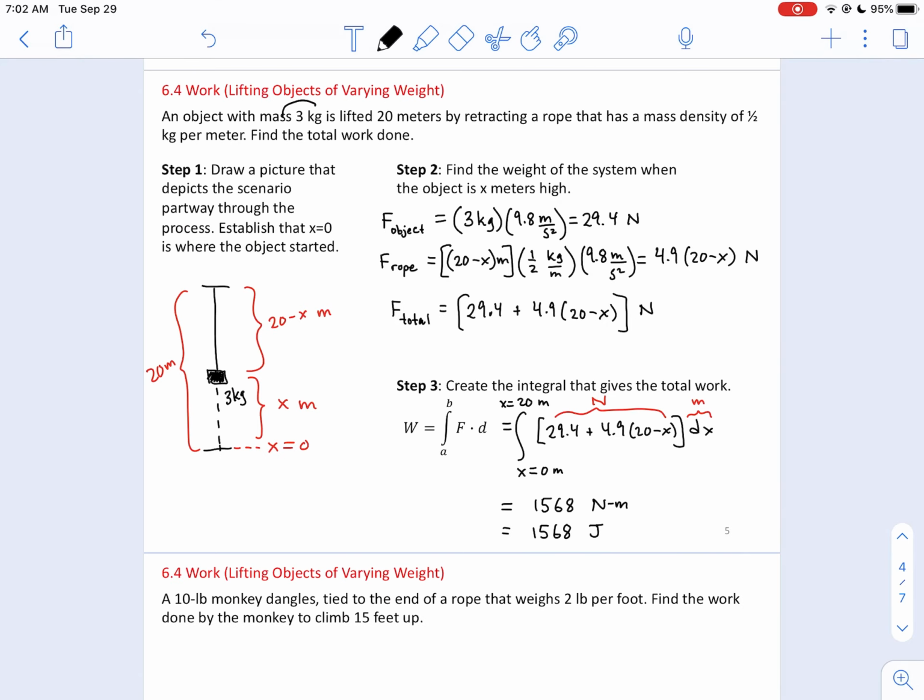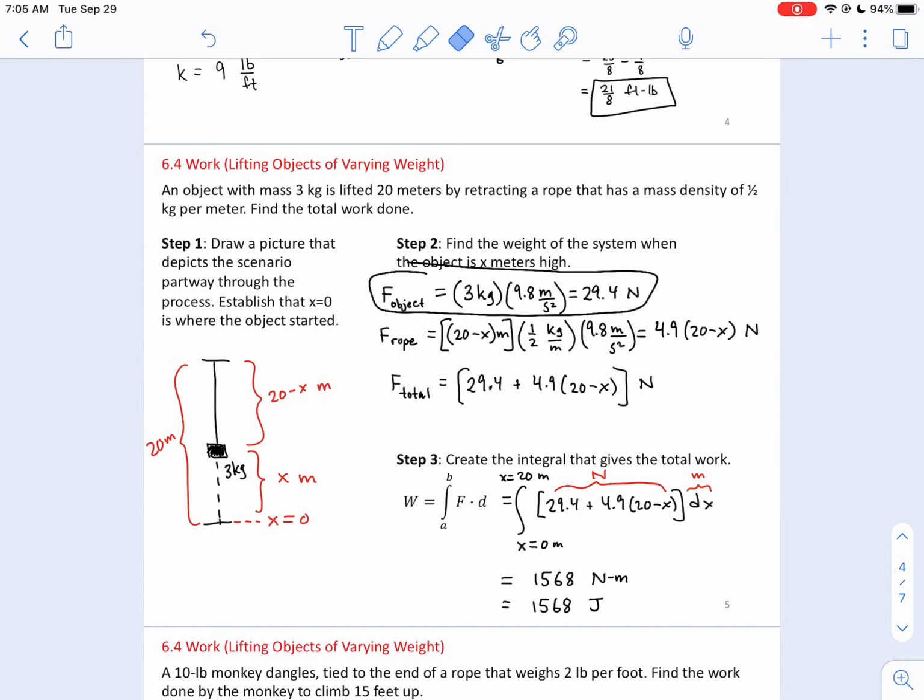If this problem had been 3 pounds and 20 feet and 1/2 pound per foot, then I would have done everything in terms of foot-pounds. Also, when you're given a weight in pounds, you don't need to multiply by the 9.8. You only have to do the 9.8 when you're given a mass in kilograms that you want to turn to a weight in newtons. Pounds is already a unit of force.